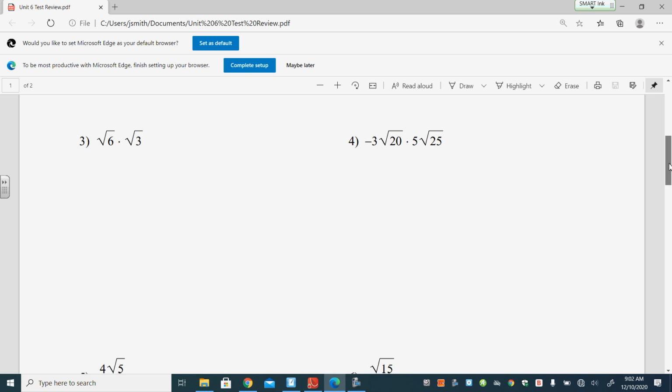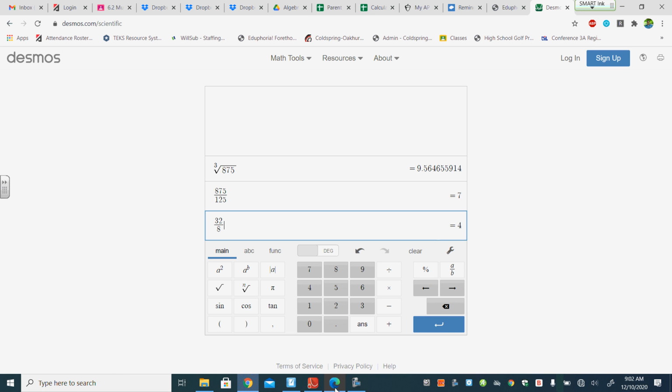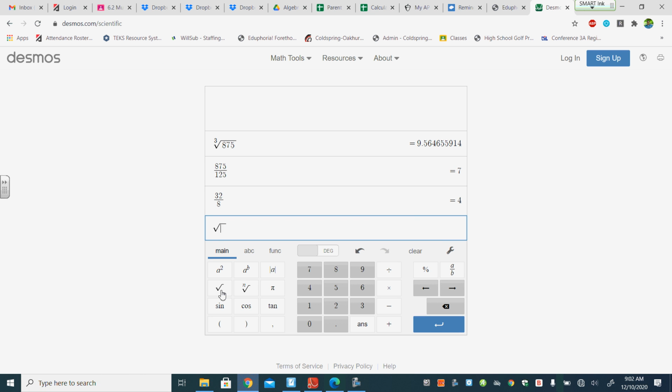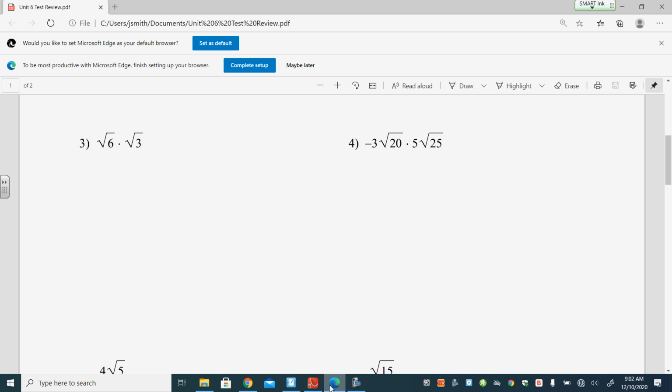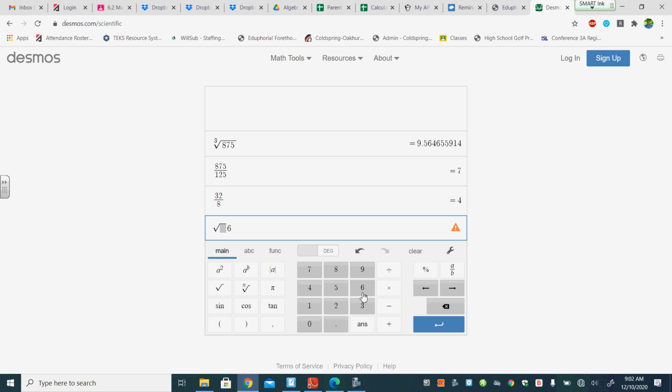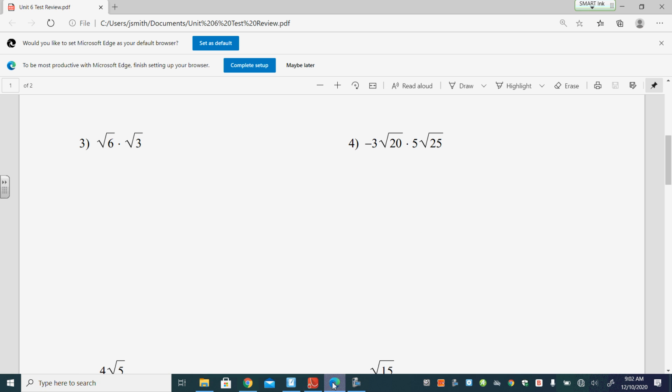Moving on to number 3. So here, you always want to start off by trying to multiply it and see if you do get a perfect number. So again, I'm just going to do the square root of 6 times the square root of 3. It did not come out perfect, so therefore I'm going to have to work this out.